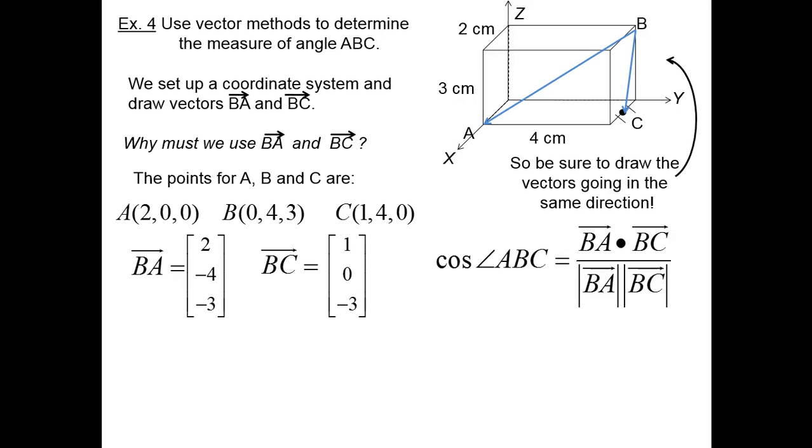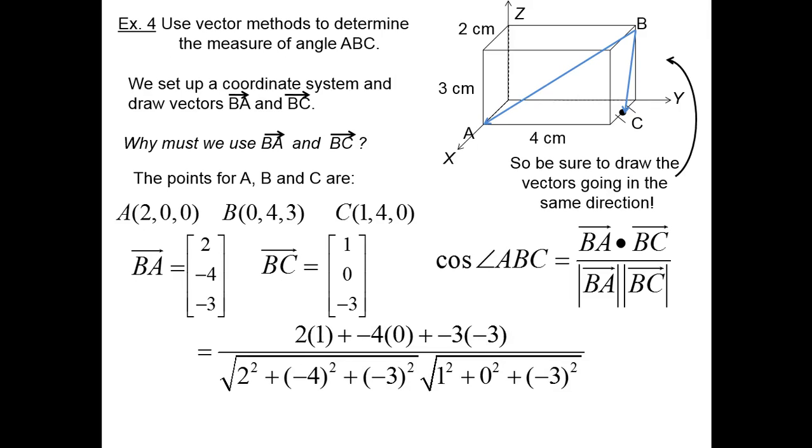So we're going to use our cosine formula, the dot product of BA and BC, divided by the magnitude of BA times the magnitude of BC. Once you've got the coordinate system and the points set up, the rest of it's pretty easy. The hardest part, I think, is getting that coordinate system set up. So practice that. Make sure you see what's going on. Okay, so we've got the dot product over the product of the two magnitudes. And then remember, of course, that's equal to cosine theta.